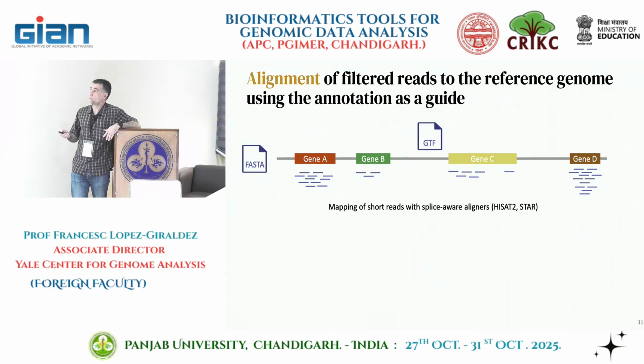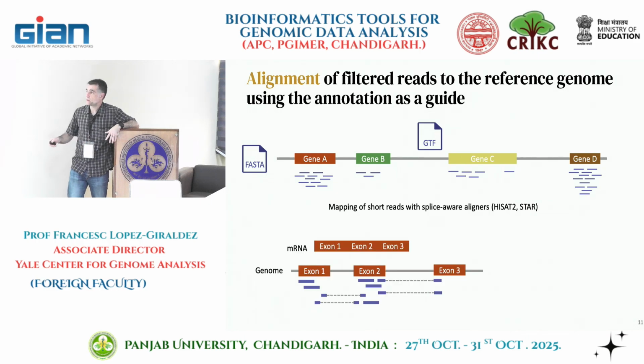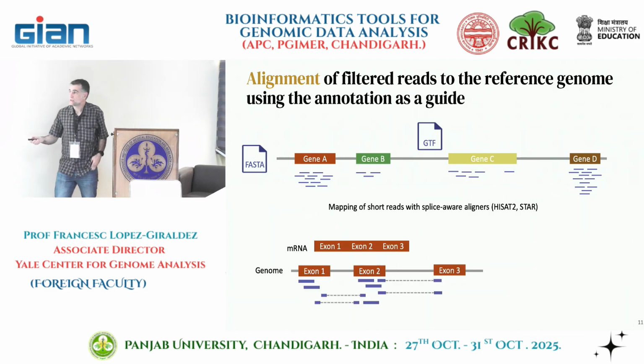What it means is that you have situations where a read maps a portion of an exon and then the same read maps later on in a portion of another exon. So you need an aligner that is able to detect these situations. If you use a classical aligner, it's not going to be able to map this, or it's only going to map the first fragment and not the rest. That is why we use splice-aware aligners.